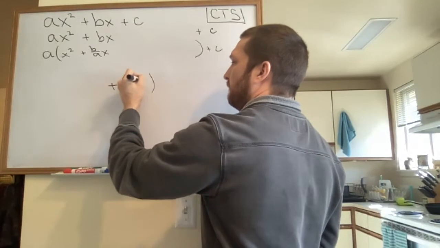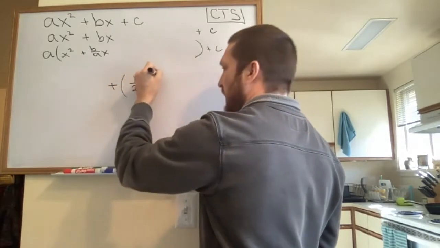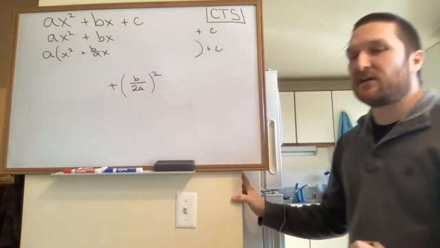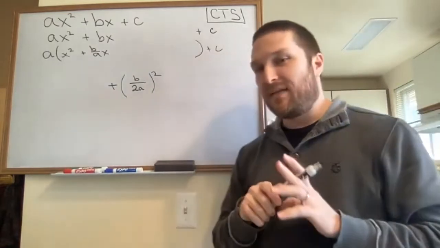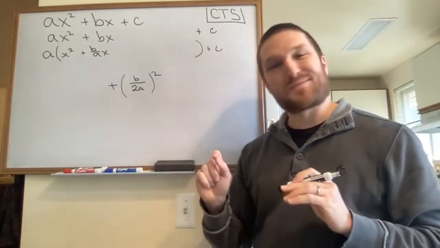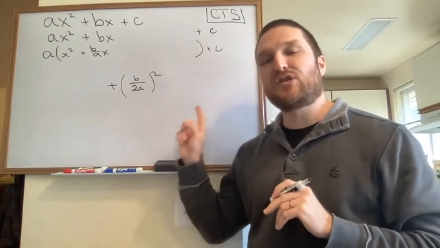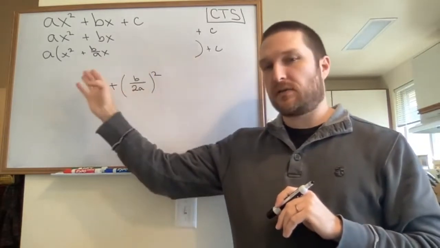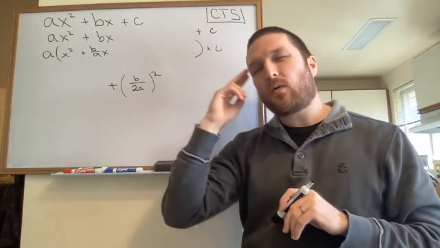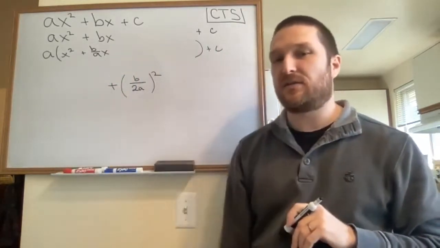B over 2a squared. Squared, okay? Squared. Now here's the thing. And this is why I went through that thing with the fractions. We need to add something on, but we don't want to change this. What's the only number I could add to another number and not change the number?